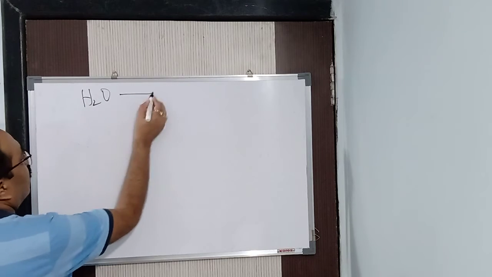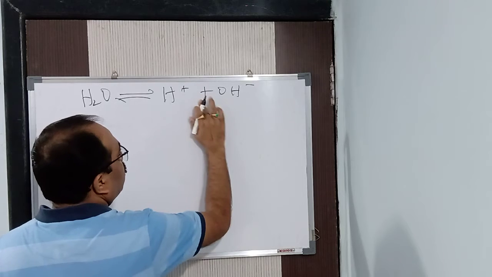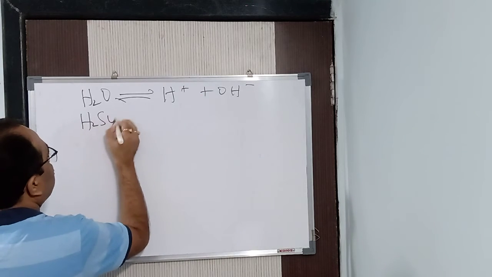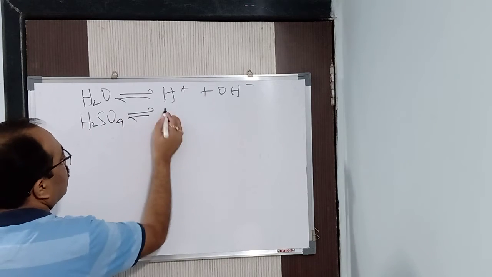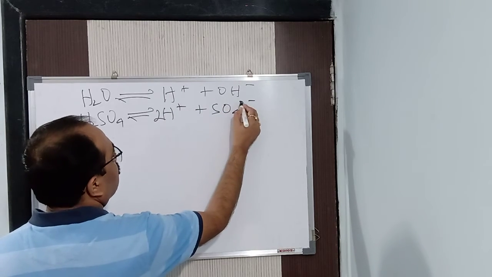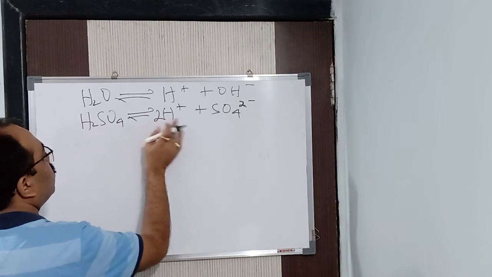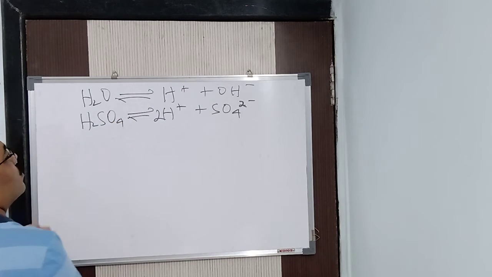For example, you see here H2O gives H+ plus OH-. That is, two types of ions are there, cations and anions. H2SO4 will give you 2H+ plus SO4 2-. You can see here. Clear? You can see H+ and OH- here, and here is 2H+ and SO4 2-. You can see that. Clear?